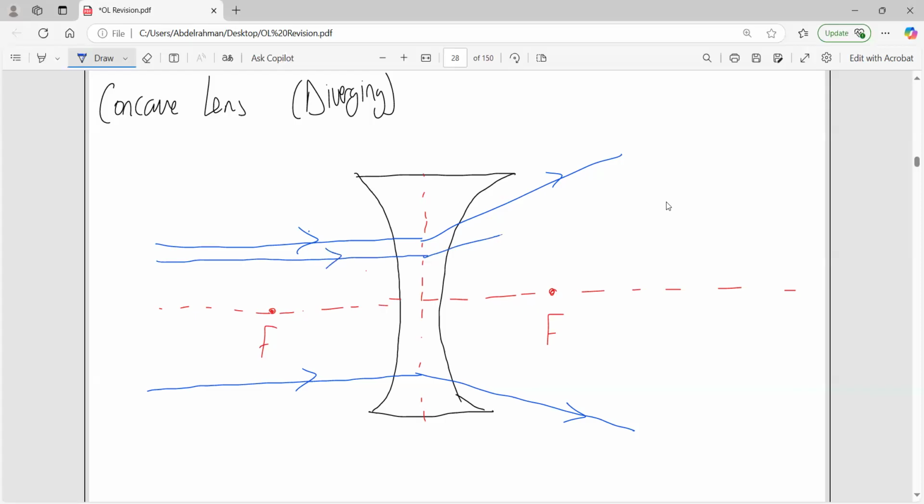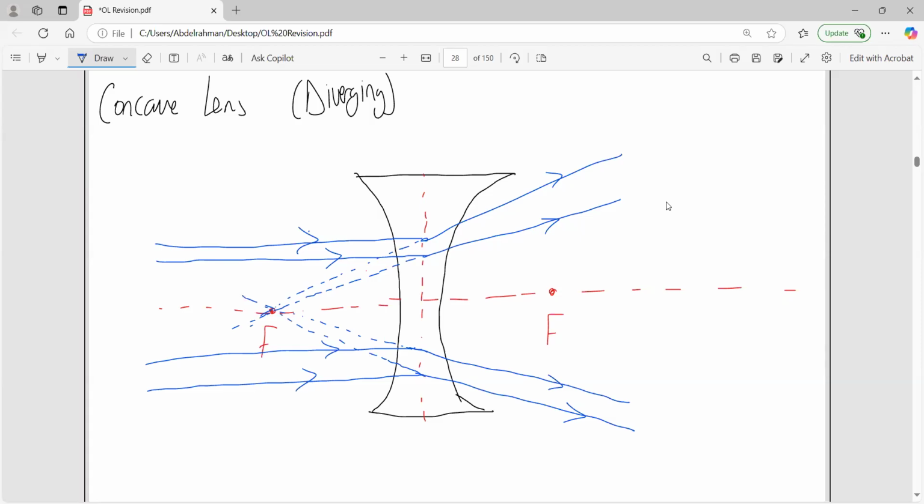Technically, if we are drawing a very accurate representation of this concave lens, these diverged rays could be extended until they reach the focal point on the other side. If I extend this line, it will reach the focal point. If I extend this line, it will also reach the focal point. This is the diverging lens.